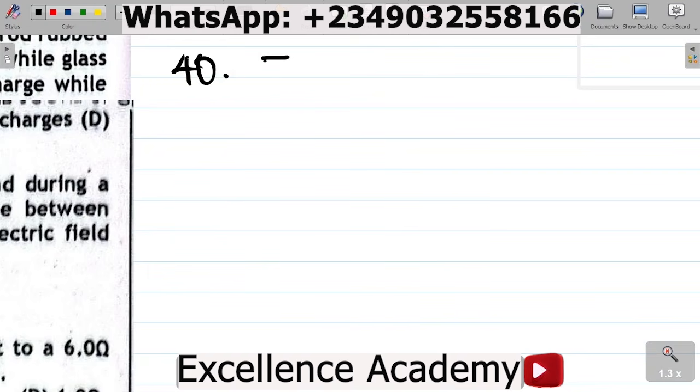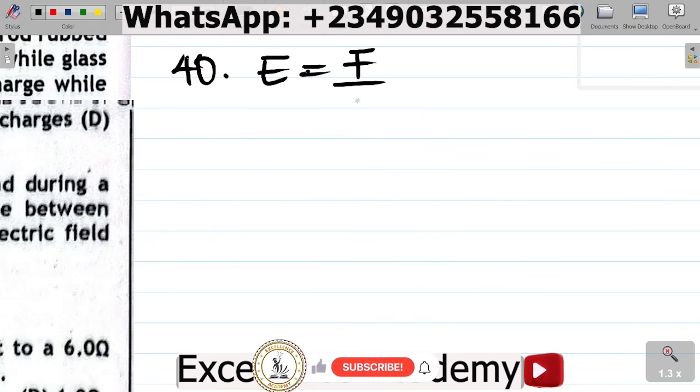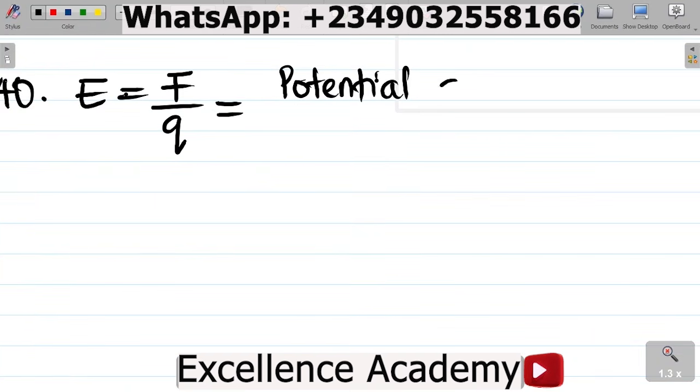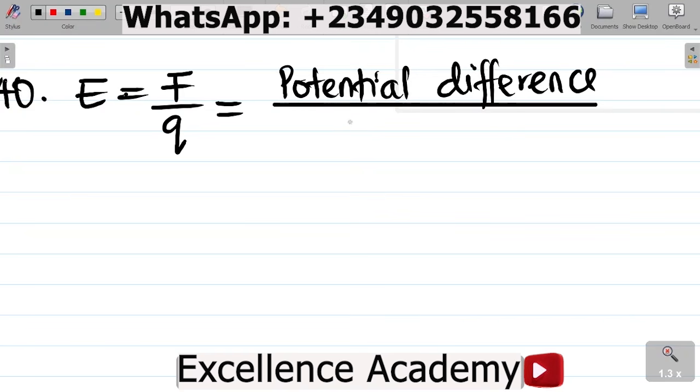From here, question number 40. We know that electric field E, they said it's Newton per Coulomb. That's simply Newton is force all over Coulomb, that's for charge. So the formula for electric field E is simply force over charge. But in this question here, we're not given force, we're not given charge. You also want to note that electric field can still be expressed as the ratio of potential difference all over height. So please take note of this formula, potential difference all over height.